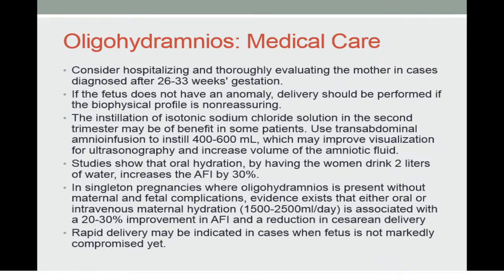In singleton pregnancy, where oligohydramnios is present without maternal or fetal complications, evidence exists that either oral or intravenous maternal hydration up to 1,500 to 2,500 milliliters daily is associated with a 20-30% improvement of amniotic fluid index and reduction in cesarean delivery. Rapid delivery may be indicated in cases when the fetus is not markedly compromised yet.